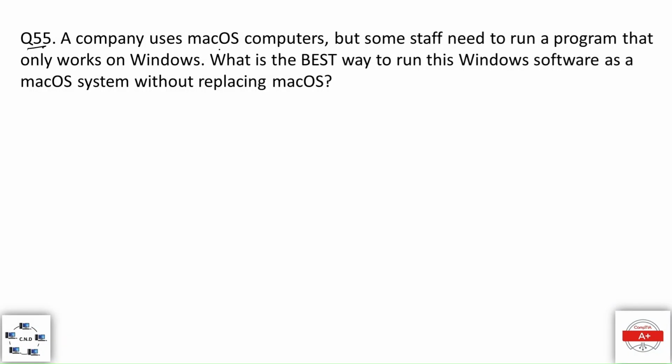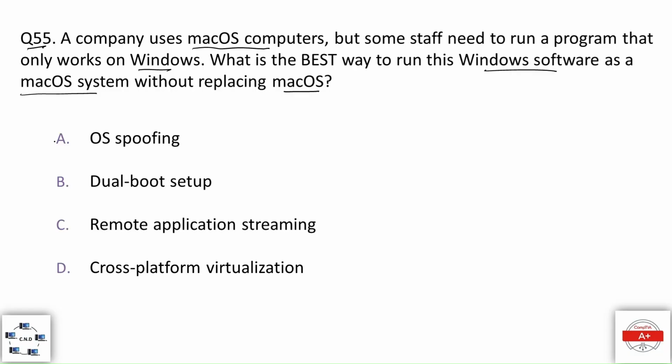Question number 55. A company uses macOS computers, but some staff need to run a program that only works on Windows. What is the best way to run this Windows software on a macOS system without replacing the macOS? And the options are option A, OS spoofing, option B, dual boot setup, option C, remote application streaming, and option D, cross-platform virtualization. And the correct option is option D, cross-platform virtualization.